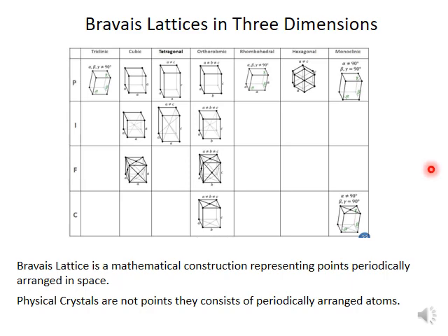Just to recap the material covered in module 3.1, where we introduced the concept of Bravais lattice, which is a mathematical construction, and we said that in 3 dimensions you can identify 14 unique Bravais lattices, or unique arrangements of lattice points.